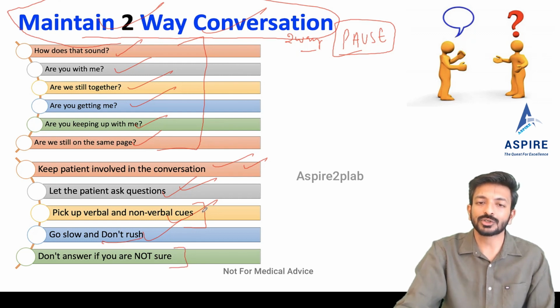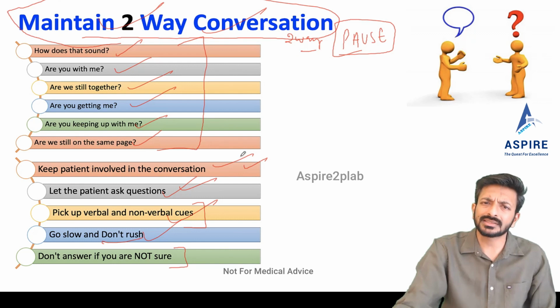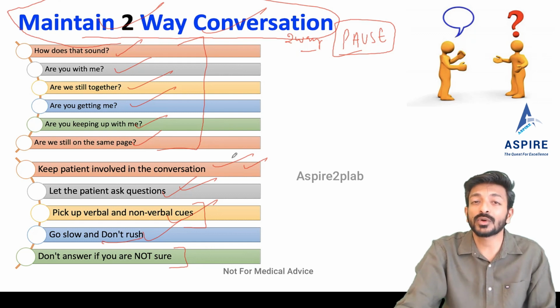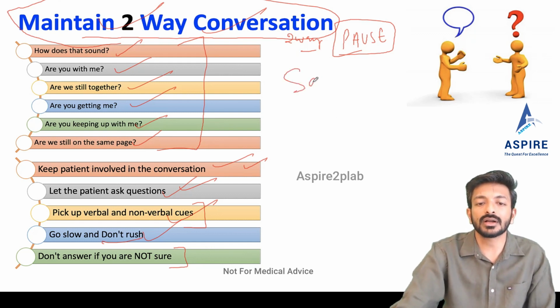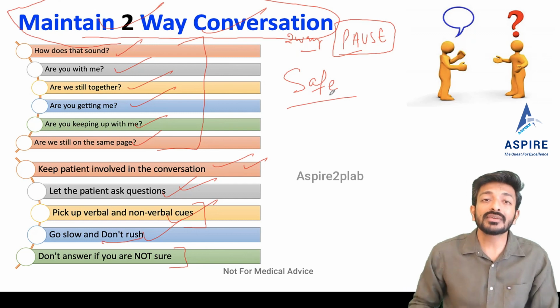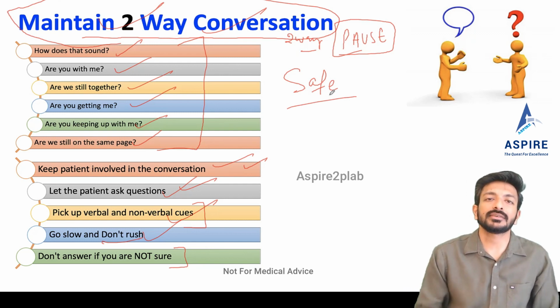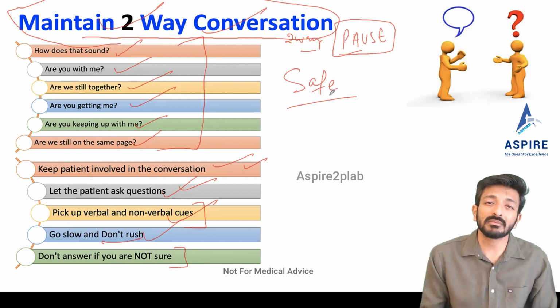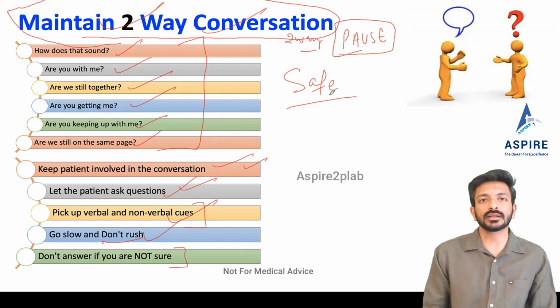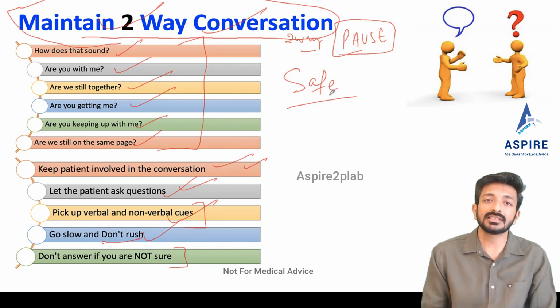Don't answer if you're not sure. You know what happens? Sometimes they have asked you a question, you try to answer. That's not a bad habit, but sometimes you will see you have given a wrong answer, and that is going to affect you very badly, because they simply want a safe doctor. If you have given a wrong answer, that makes you an unsafe doctor. So you have to be very careful. If you're not sure about any answer, be very honest. I'm not sure, I'll consult with my senior and I'll get back to you. So don't give any wrong answer. If you're not sure, don't answer. That's the best thing that you can do, right? So these are the things you definitely have to do. Thank you.